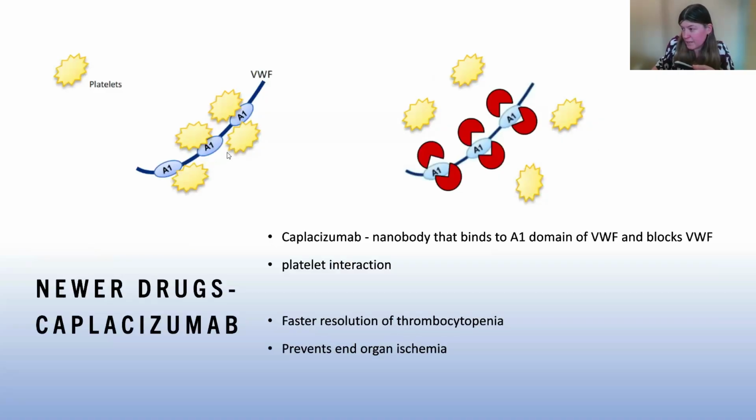I mentioned before that it stops platelets binding to von Willebrand factor. You can see the red Pac-Mans represent that process being interrupted. And we know that when we give this medication, the first dose is given intravenously, and then after that it's subcut, and giving that makes the thrombocytopenia resolve more quickly and prevents end organ damage. And there's good data from studies on the impact that this medication has.